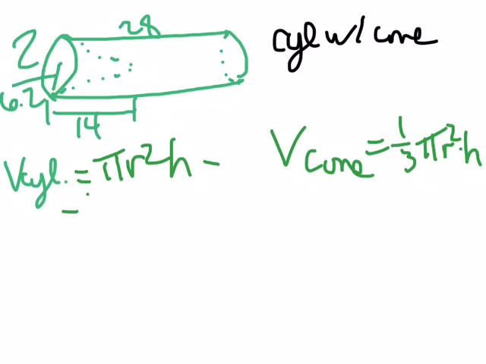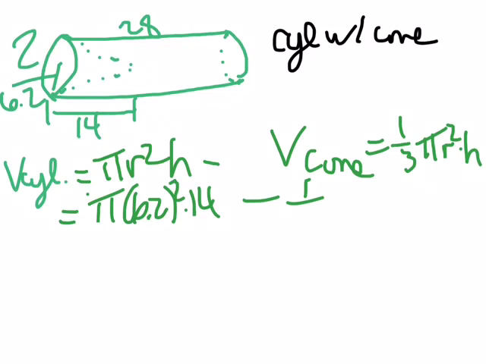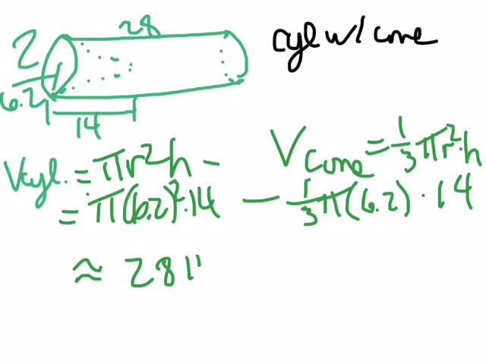All right, so let's put in what we know. We actually know pretty much all of these. Volume of the cylinder, the radius is 6.2. The height of the cylinder, 14. Minus 1/3 pi, radius of the cone, still 6.2. Height of the cone, the 14. Okay, so we know all of them. And really from here, it's just plugging it in. I got about 2,817.799.